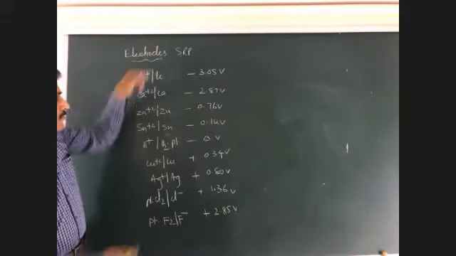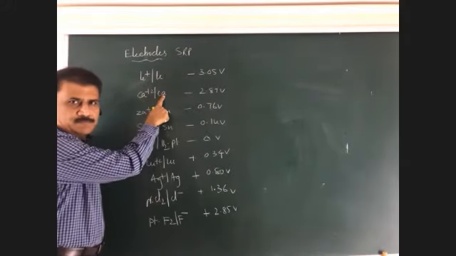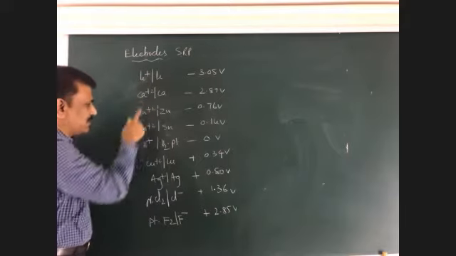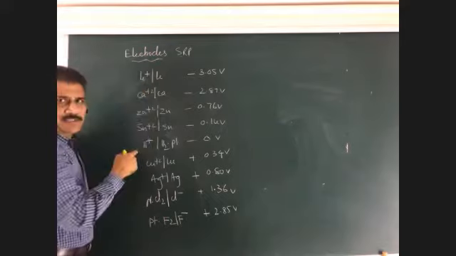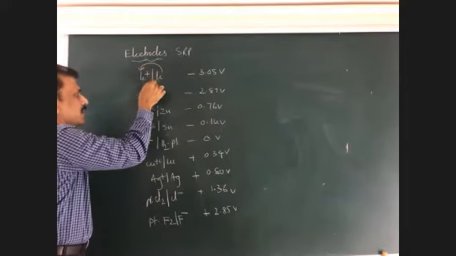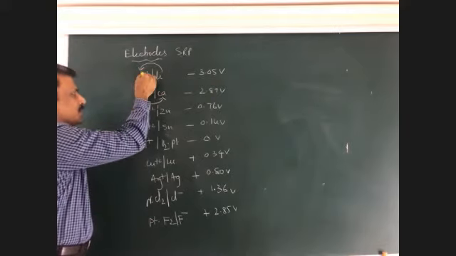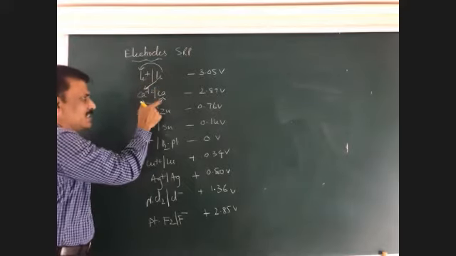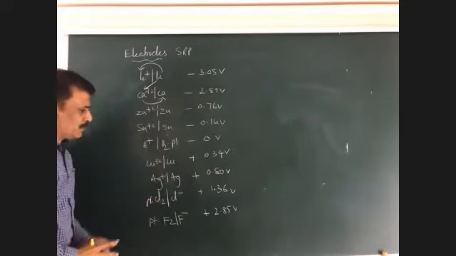Lithium reduces calcium ion into calcium. Lithium reduces zinc ion into zinc. Lithium reduces tin ion into tin. And lithium changes to Li+. So the simple notation is lithium changes in this way. Lithium changes to Li+, calcium ion changes to calcium. So this is a reducing agent. This is an oxidizing agent. Likewise, all these reactions take place.